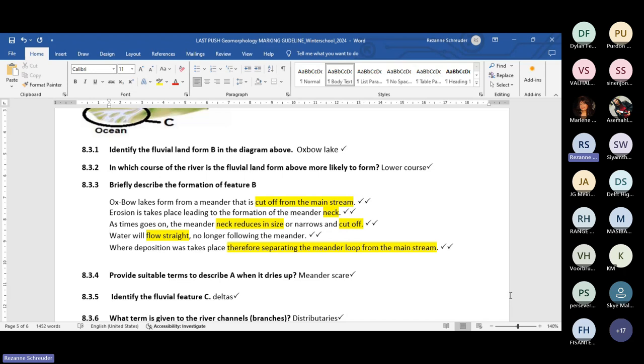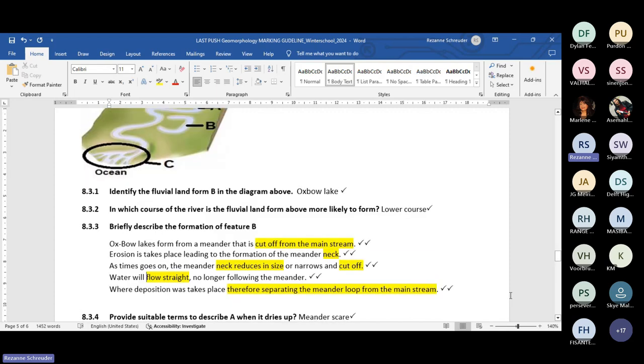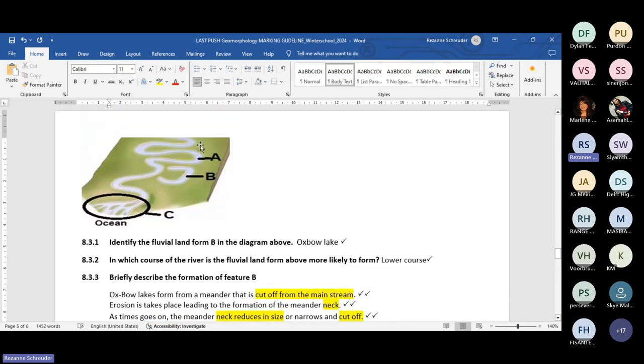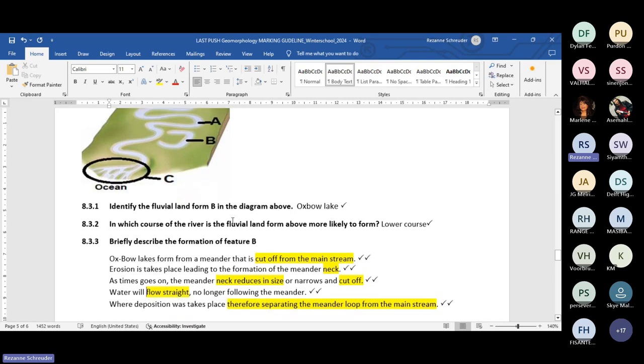All right, so then provide a suitable term to describe A when it dries up. So when A dries up, that would be a meander scar. So you can see that the next Oxbow Lake would be A, as this neck will get narrower and narrower. Ultimately, the section labeled A will be cut off from the mainstream. Then when it dries up, that would be a meander scar.